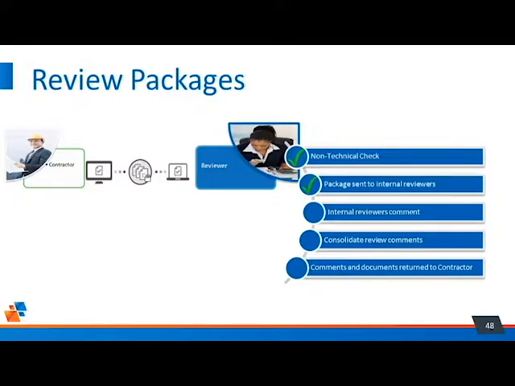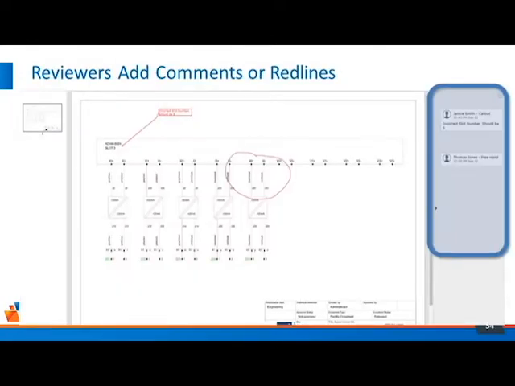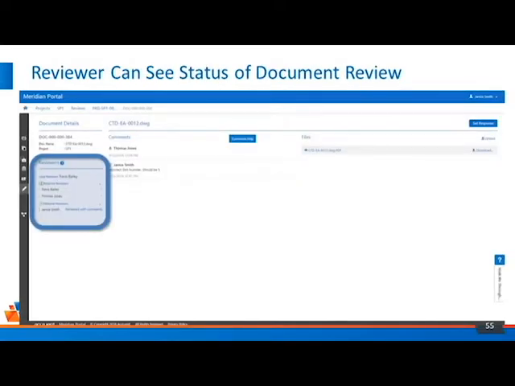The package of documents is distributed to the internal reviewers such as project managers, engineers of different disciplines such as structural, electrical, and others, where they can make their comments and markups, and then we'll consolidate the comments at the end. A reviewer will view the newly uploaded contractor drawing and assign a review team to comment and redline. Reviewers can make their comment and markups, and the reviewers can see each other's statuses, who has reviewed and commented.